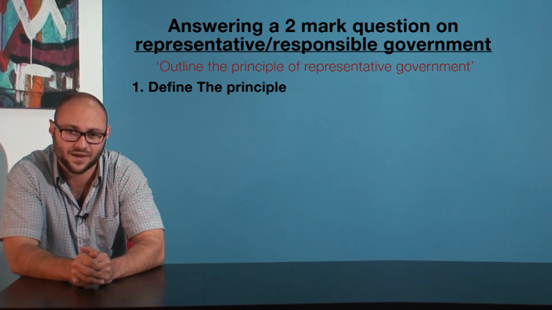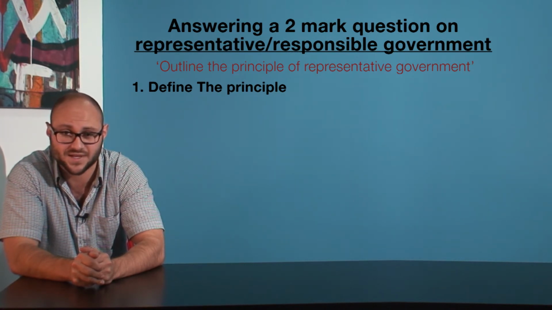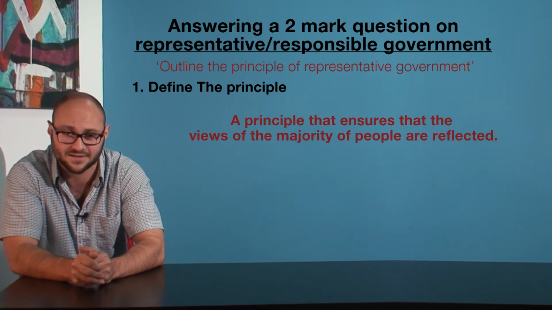It can feel like you're stating the obvious, but it's sufficient, for instance, to describe representative government as a principle that ensures that the views of the majority of people are reflected.